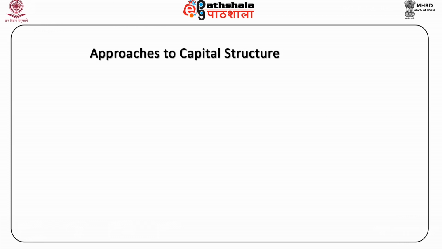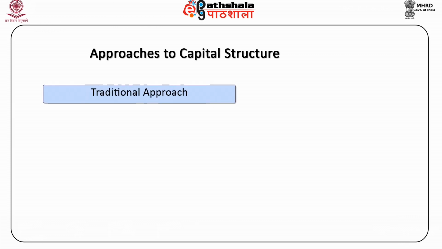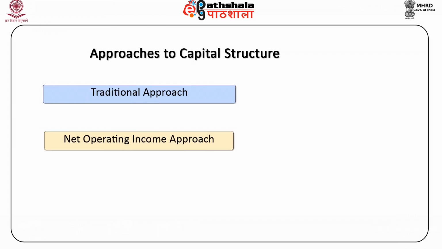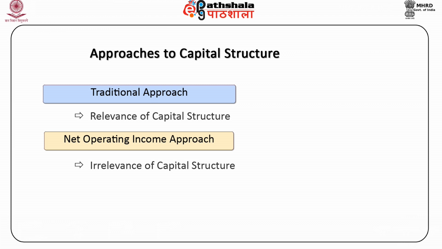In theory, there exist two views on the relationship between capital structure and value of firm: traditional approach and the net operating income approach. The first view is based on relevance of capital structure, that is, capital structure affects the firm's value, and the net operating income approach is based on the irrelevance of capital structure, that is, capital structure is irrelevant in determining the value of firm.